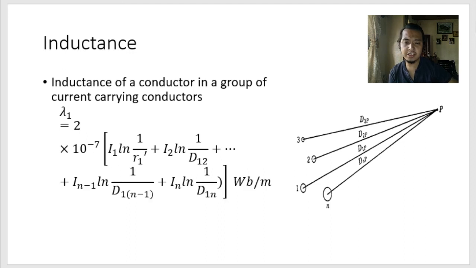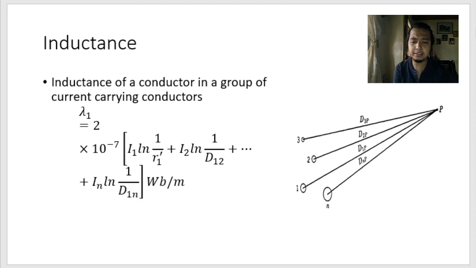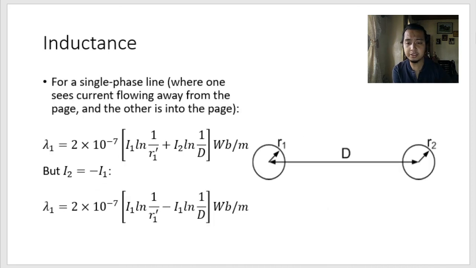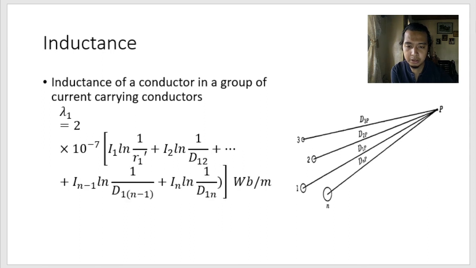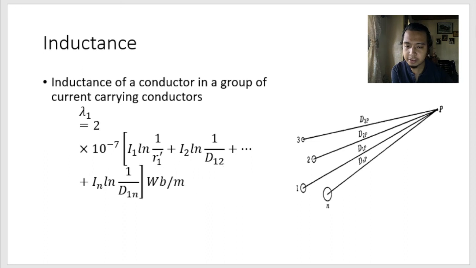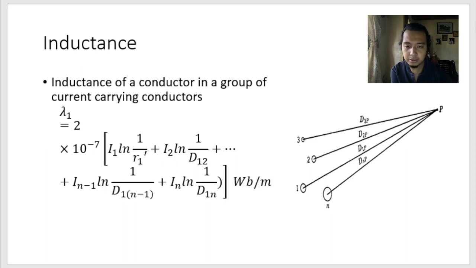As you can see, we cannot proceed to inductance yet because we cannot divide by the current yet. So we cannot proceed yet. The unit is weber per meter, so they are the same.